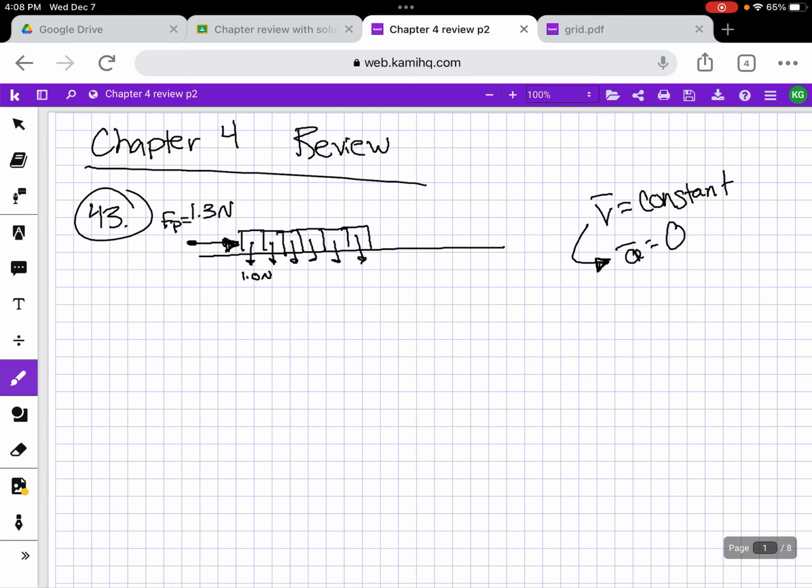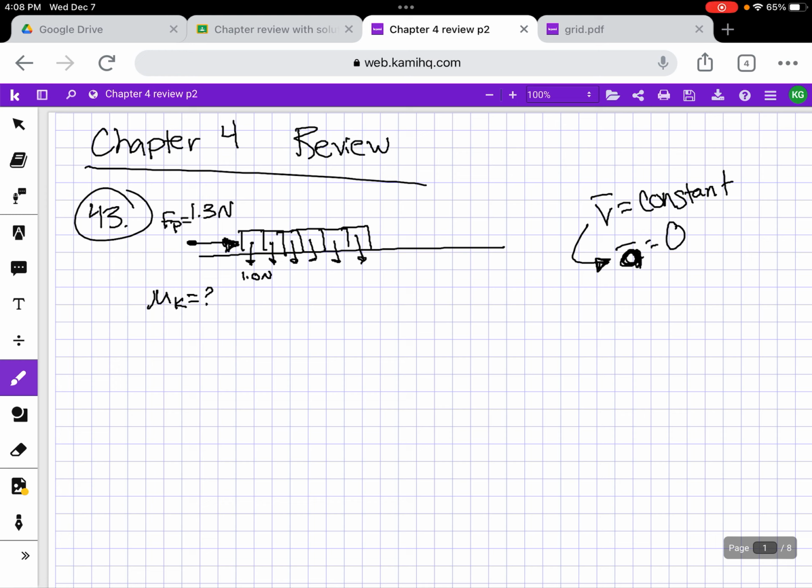So mu k is what we are looking for, between the blocks and the tabletop. Remember, mu s is when it hasn't moved yet, but it's about to move, and mu k is while it's in motion. Again, we're moving at a constant velocity, so not accelerating. That means that the forces are in balance. That is what Newton's first and second law of motion will both tell you.